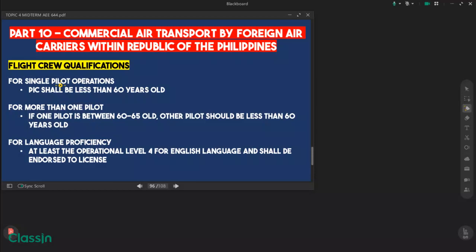Okay? For more than one pilot, if one pilot is between 60 to 65 years old, the other pilot should be less than 60 years old. So, magandang example na kunyari, yung captain, 63 years old, kailangan yung first officer around 50 to 59 lang siya. Okay? So, for language proficiency, at least operational level 4 for English language and shall be endorsed to license. Okay?